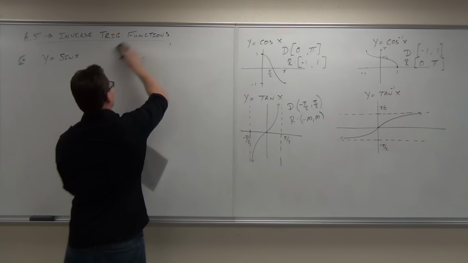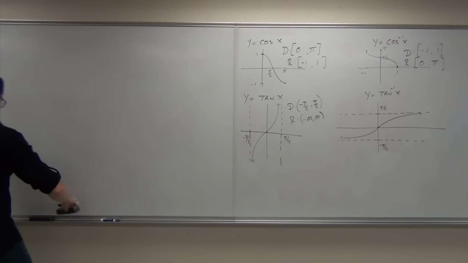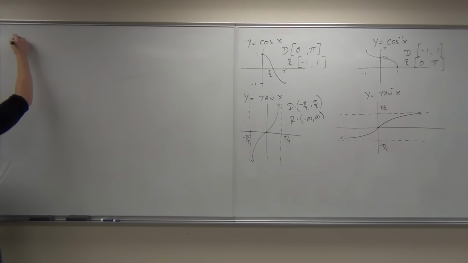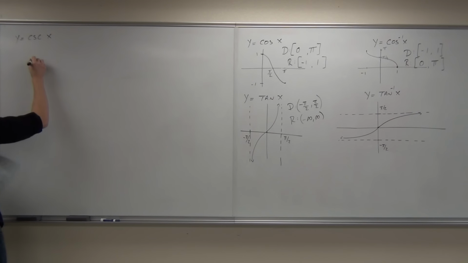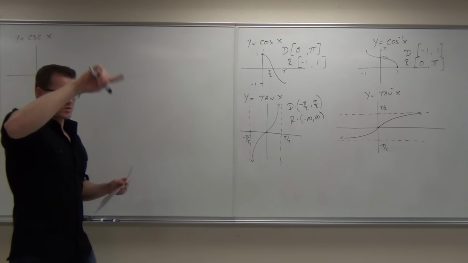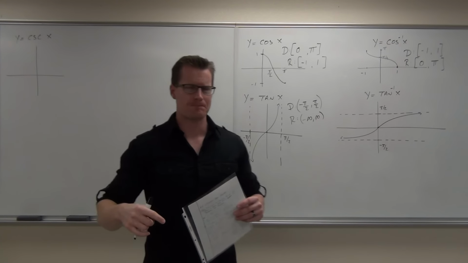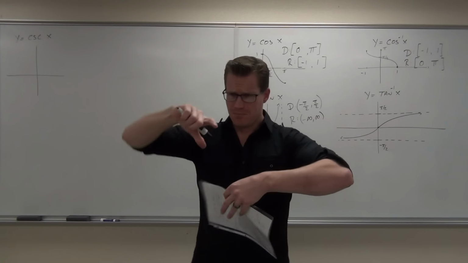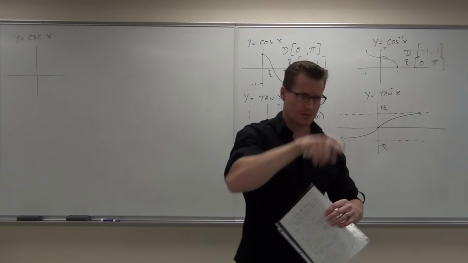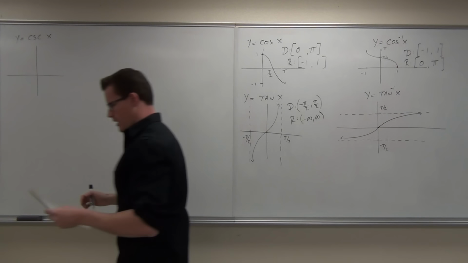Okay, what's the next one we got? What do you want to do? Yeah, we can do cosecant. We start with sine, may as well do cosecant. If you've forgotten how cosecant looks, it's those ones with the u's. That's like if you took sine and exploded it. And so instead of doing this, it does this. So it has these u's everywhere.